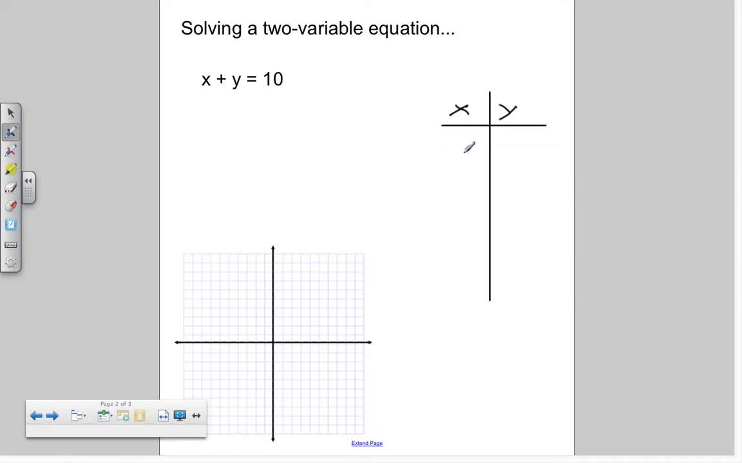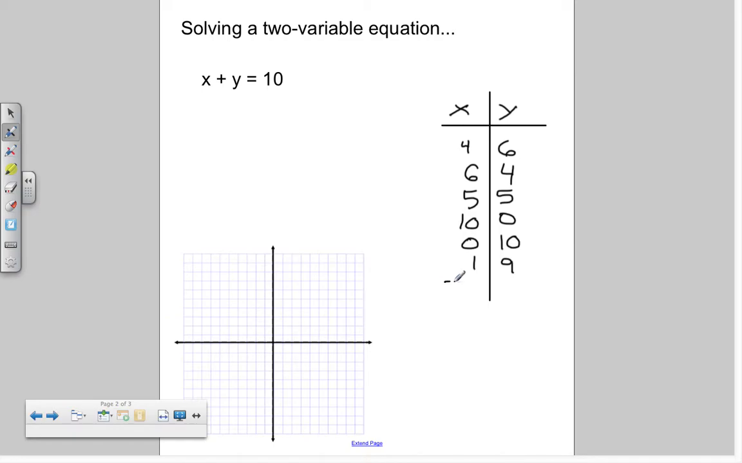So you could have, think of anything. What would work here? 4 and 6? Sure. And 6 and 4, would that work too? Sure. 5 and 5, that would work. 10 and 0 would work. 0 and 10 would work. Can I keep going? Sure. 1 and 9. Okay, these are all the obvious examples.